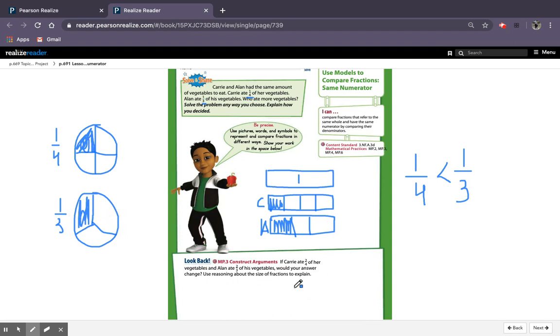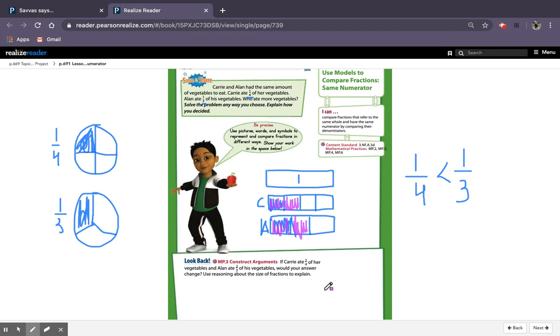Down here, it says if Carrie ate 2/4 of her vegetables and Alan ate 2/3 of his vegetables, would your answer change? Use reasoning about the size of the fractions to explain. So I'm just going to go in with a different color up here. So if she ate 2/4, it would be this one and then this one. That's 2/4 for her, and then Alan is 2/3. So would my reasoning change that Alan was the one to eat more of his vegetables?